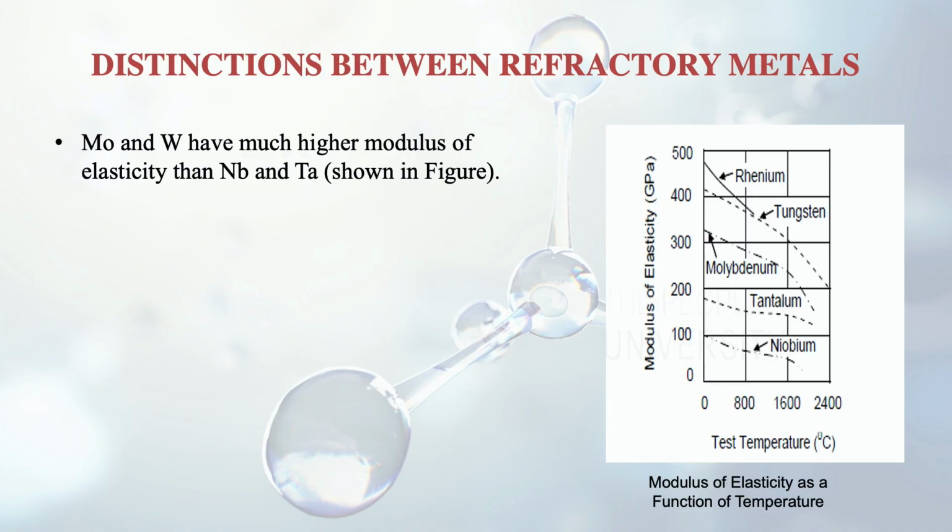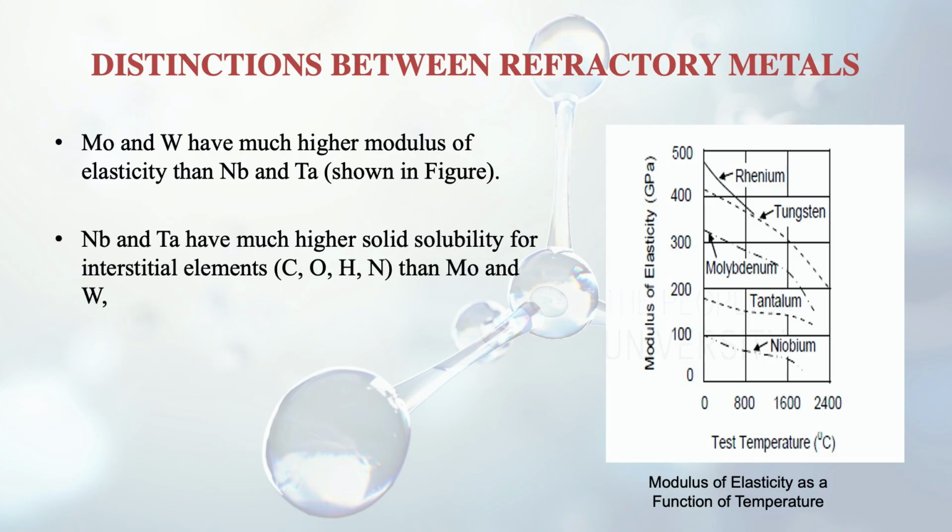So what are the distinctions between these refractory metals? The similarity was that they all have a very high melting point. But what's the difference actually? We can see here that molybdenum and tungsten have a much higher modulus of elasticity than niobium and tantalum, and it is given in this figure also, which is being shown to you. So you can see here that Mo and W have a higher modulus of elasticity than Nb and Ta.